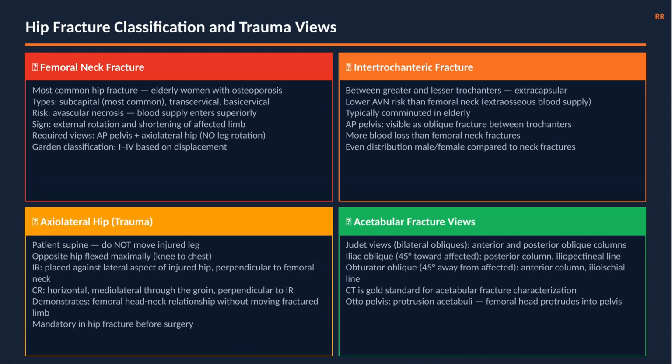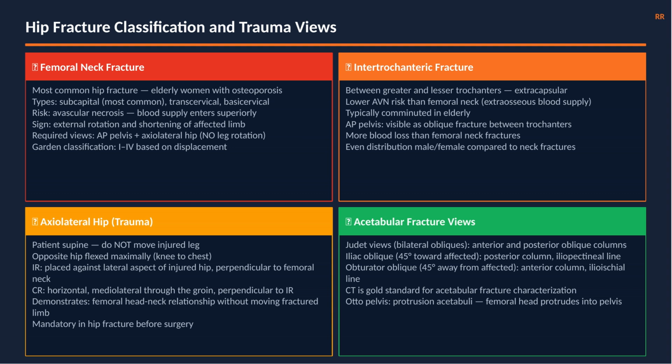For hip fracture and trauma concepts. Femoral neck fracture. The most common hip fracture. Most prevalent in elderly women with osteoporosis. Types by location. Subcapital, most common, at the base of the femoral head. Transcervical, mid-neck. And basicervical, at the base of the neck, just above the trochanters.